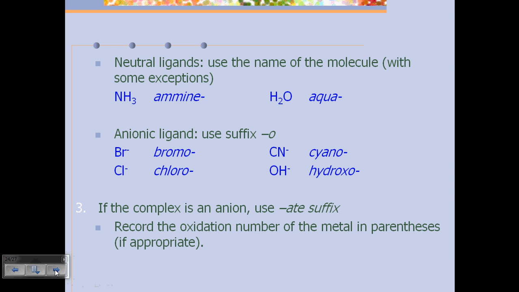And if the whole complex is an anion, then it ends in -ate. If the whole complex is a cation, then it doesn't have a special ending. You'll just name it as the metal. All this will make sense when we start taking examples.